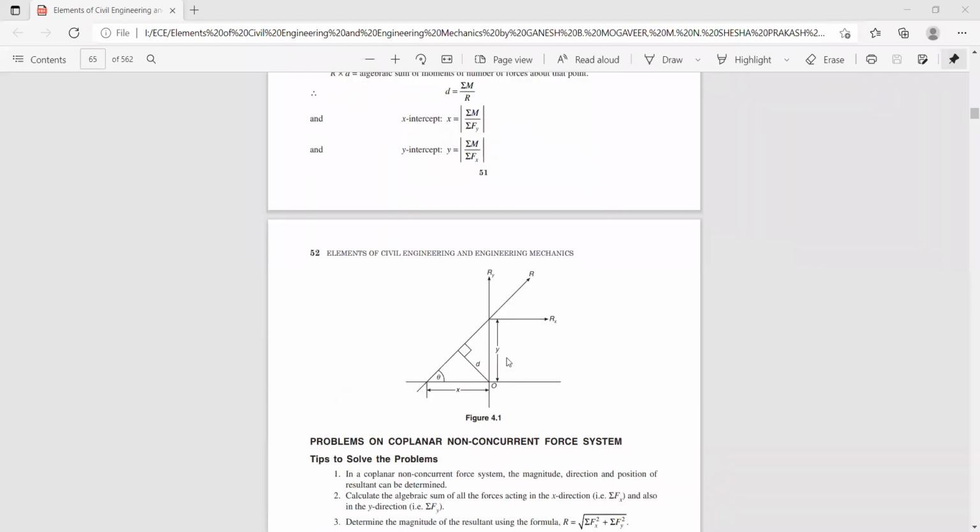Now the x and y intercepts are where the resultant cuts the axes. You can see the resultant is cutting the x-axis at this point and the y-axis at this point. The resultant passes like this, intersecting the vertical axis at this point and the horizontal axis at this point. These distances with respect to the x and y axes are called the x-intercept and y-intercept of the resultant. The x-intercept of the resultant is sigma M by sigma F of y, and the y-intercept of the resultant is sigma M divided by sigma F of x.